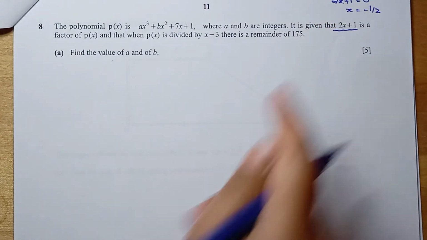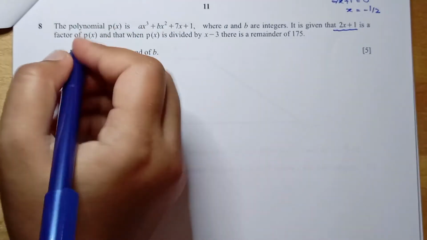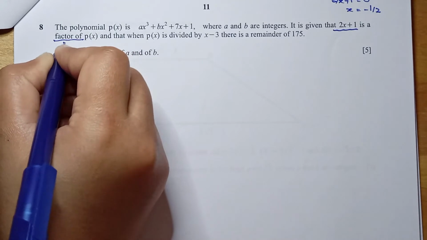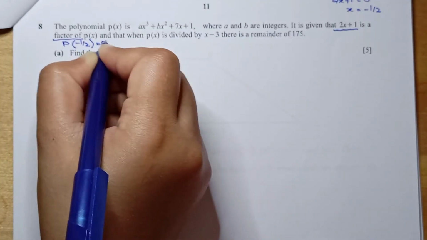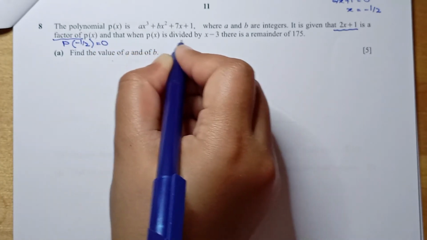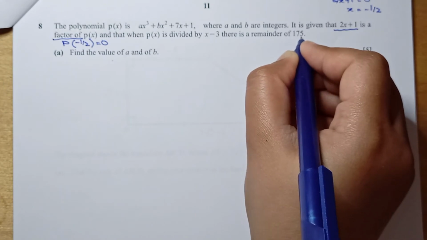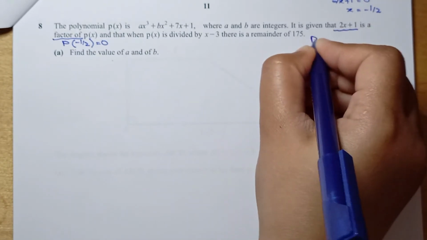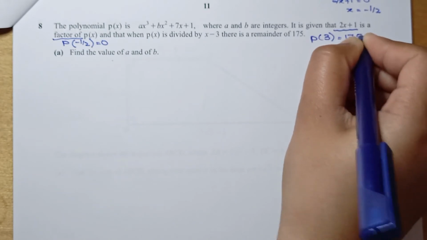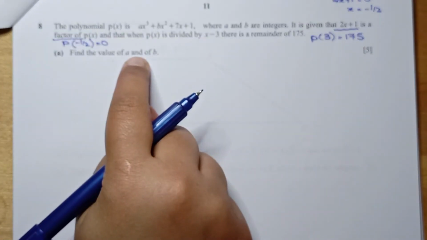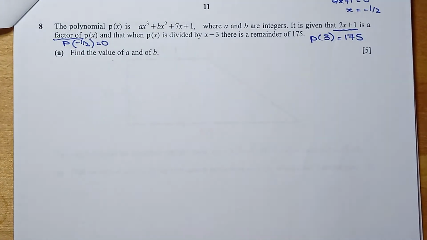So if x equals minus 1 by 2 gives a factor of this polynomial, it means when we put p of minus 1 by 2, this must be equal to 0. And that when p of x is divided by x minus 3, there is a remainder of 175. It means when we put p of 3, we will get 175, right? In part a, find the values of a and of b. By using these two pieces of information, we can find the values of a and b.